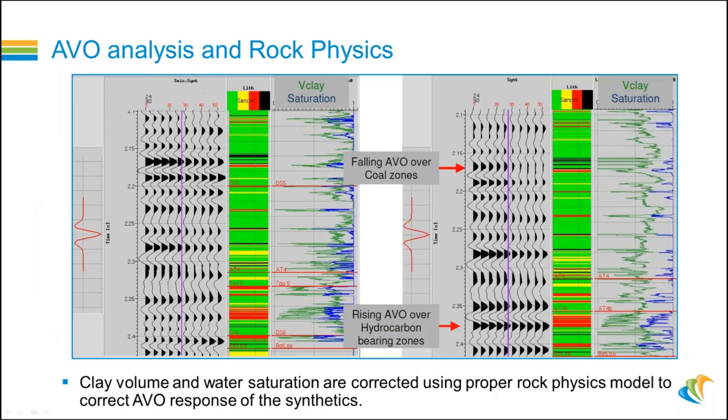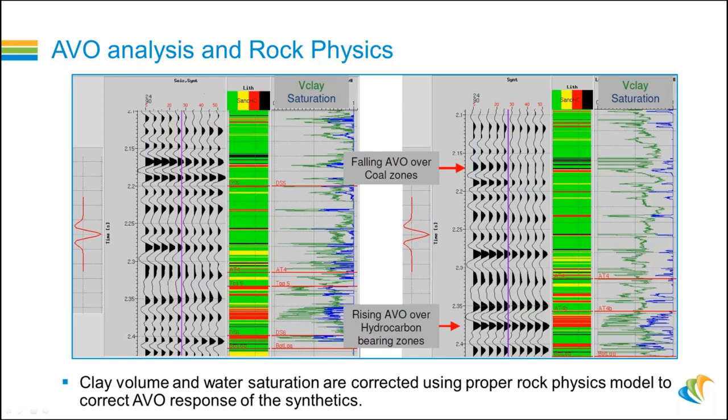When you are looking at this from the AVO point of view, I just highlighted two intervals for you. One is the one on the top, which shows the AVO anomaly, a falling AVO anomaly over the cold zone. Another one is below that, where you do not see any AVO anomaly. But in reality, they are different.